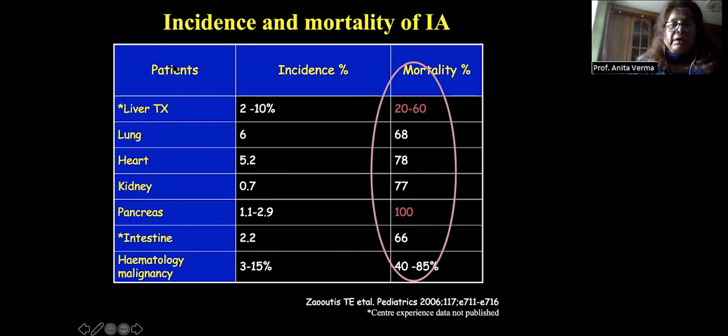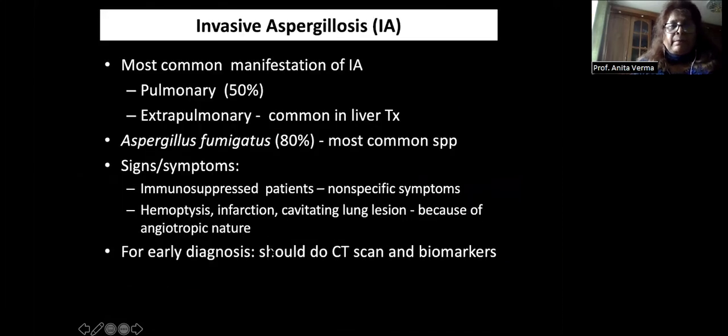This is the slide I like to show for the mortality associated with invasive aspergillosis, which can vary from 20 to 100%, although we can see the incidence is very low for most patients. In invasive aspergillosis, the most common manifestation in pediatric patients is pulmonary. However, in liver transplant, we have seen extrapulmonary manifestations, and the most common was brain abscess. Aspergillus fumigatus is the most common species.